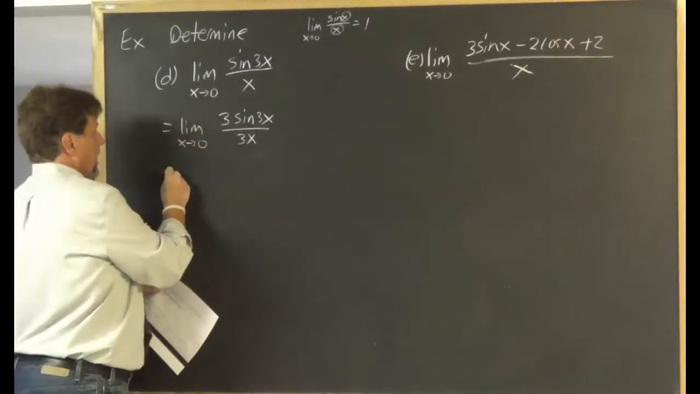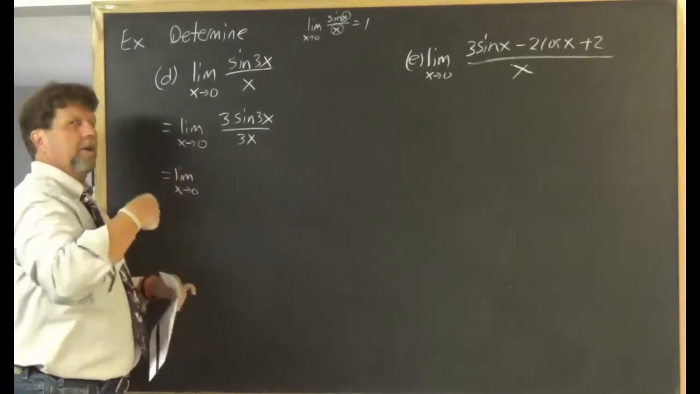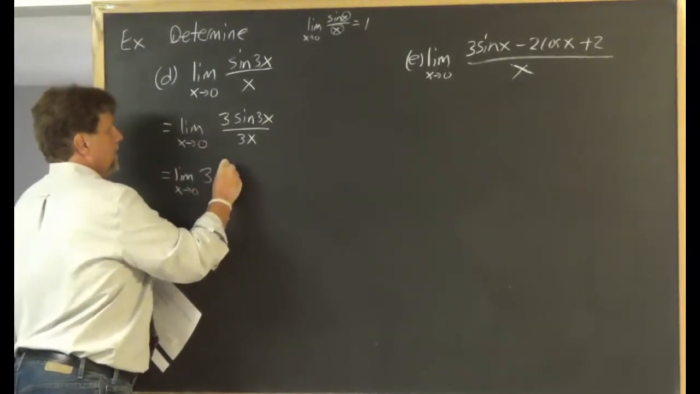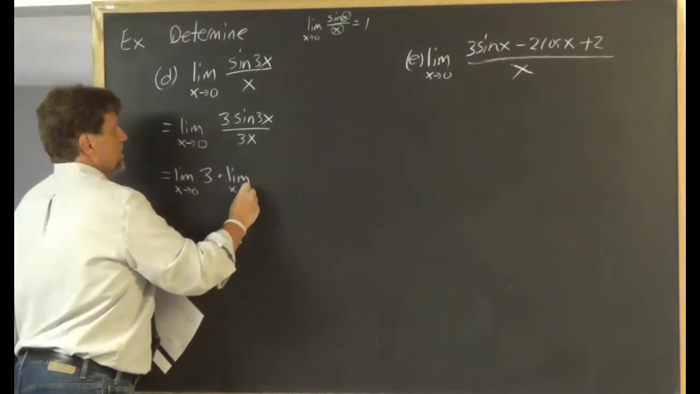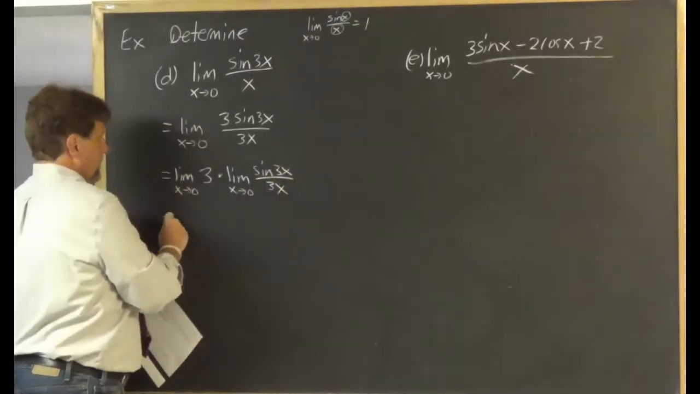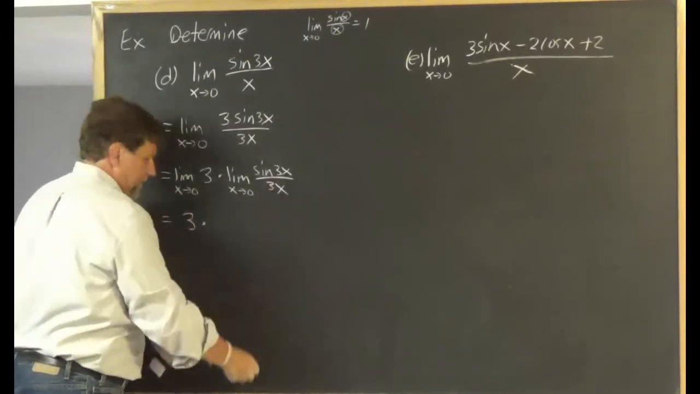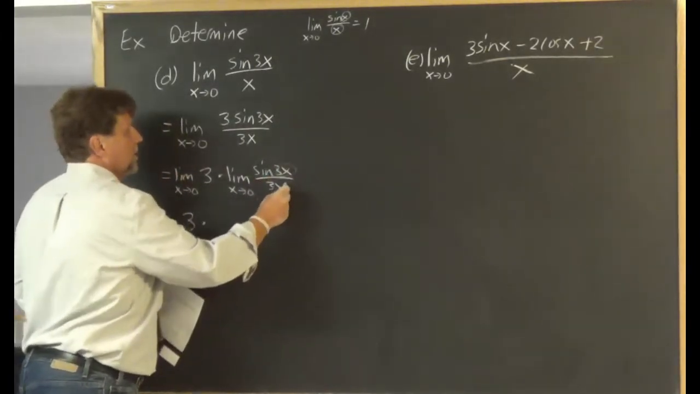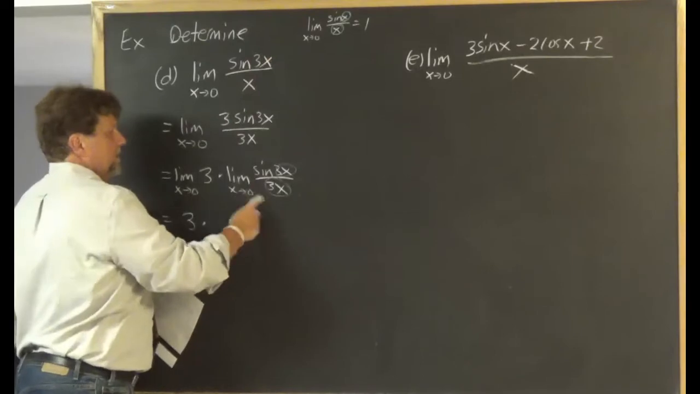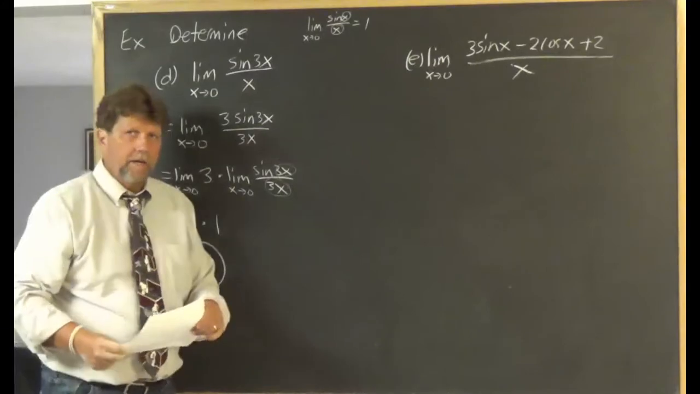Then I can use that limit law that says the limit of a product can be rewritten as the product of limits. So it's the limit as x approaches 0 of 3 times the limit as x approaches 0 of sine 3x over 3x. We know the limit of a constant is the constant. And now we have that structure: sine 3x over 3x. So this limit is 1, and 3 times 1 is 3.